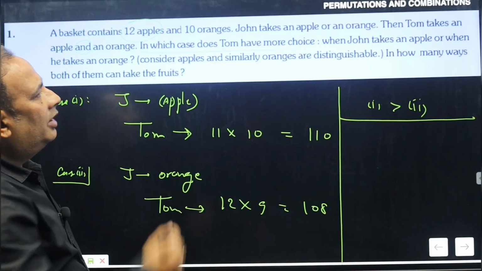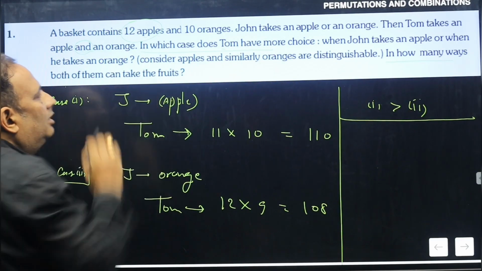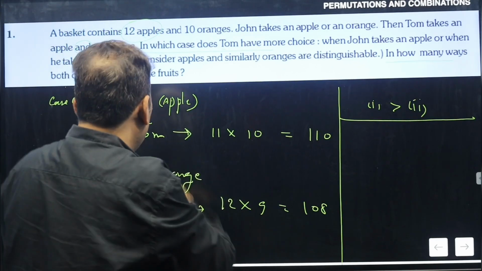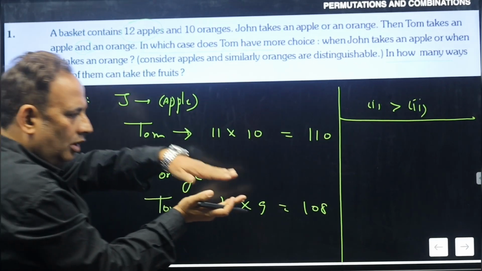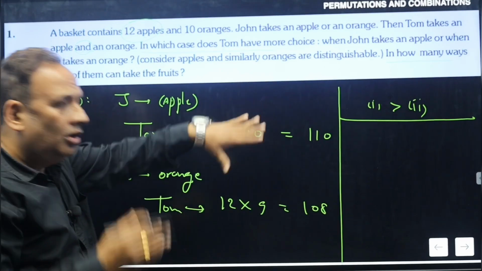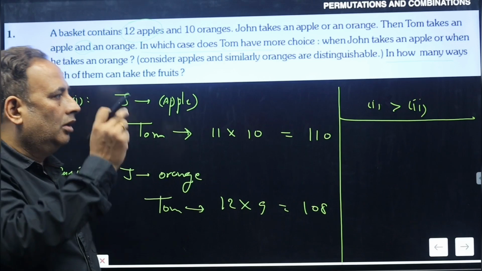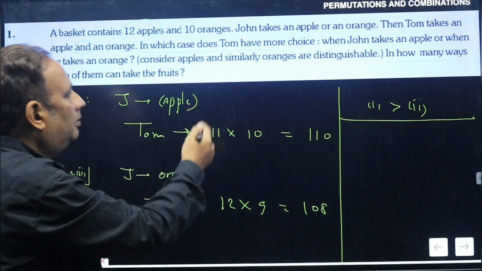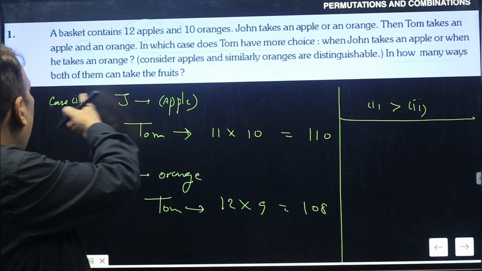Now let's see in how many ways both of them can take the fruits. Both together will take the fruits. Now you see both the cases are there. So we can go either for the first option or for the second option. Emphasize on the word or. Or means addition; we have to do the fundamental addition rule.